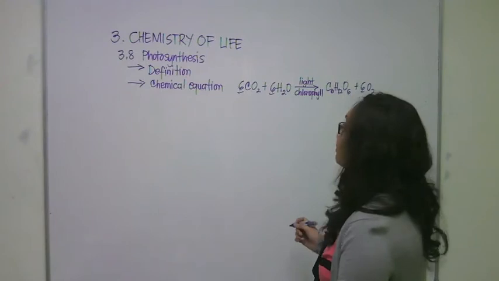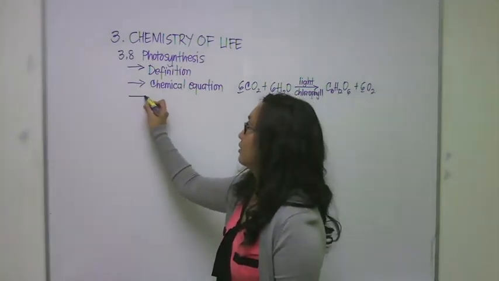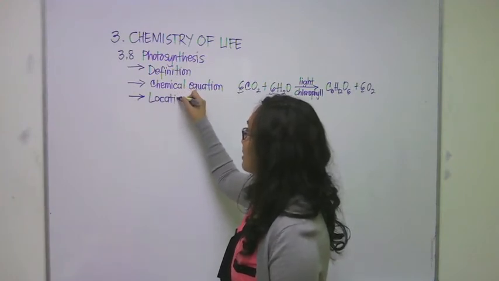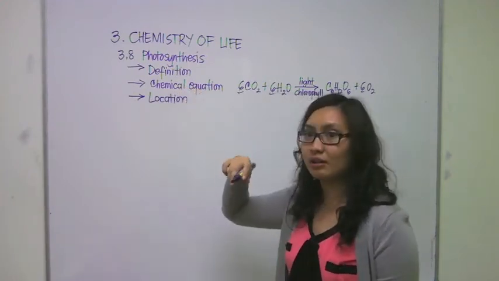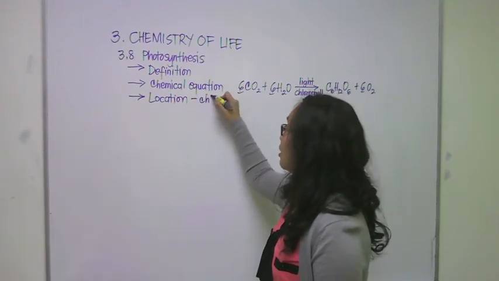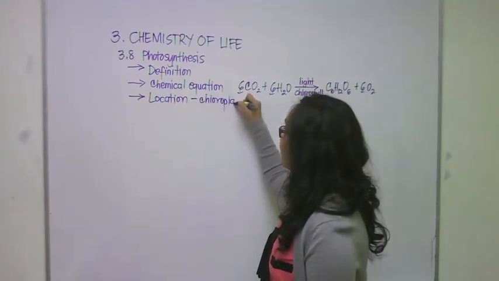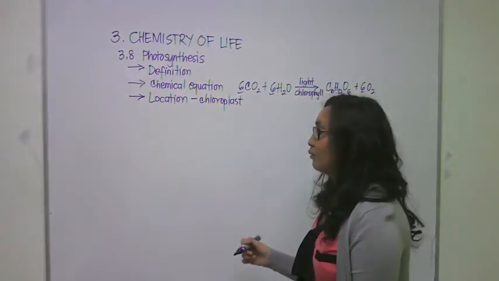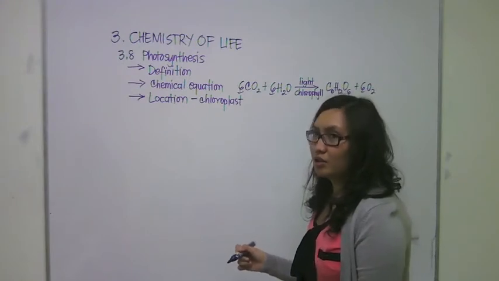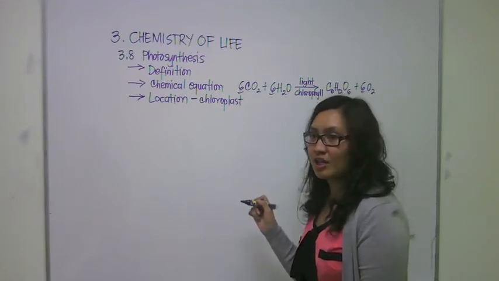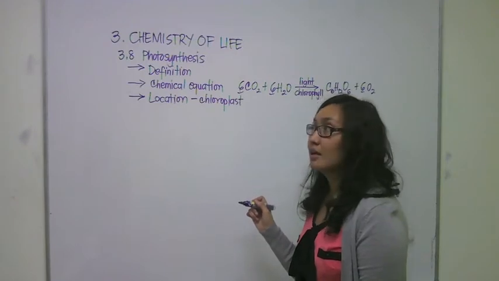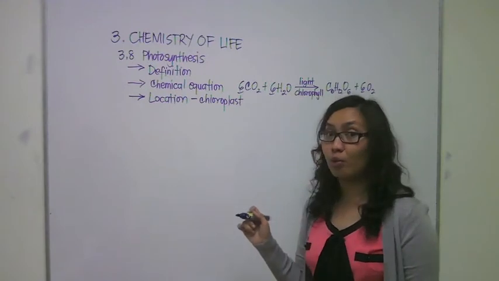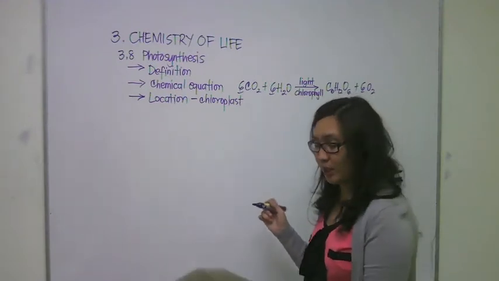Okay, so apart from that, we have to include the location of where photosynthesis is occurring. So when you say location, we have to include the structure of the chloroplast. Just like the mitochondrion, it is also double membrane, and there are structures such as the thylakoid membranes where the light-dependent reaction is occurring, and we also have the stroma where the light-independent reaction is occurring.